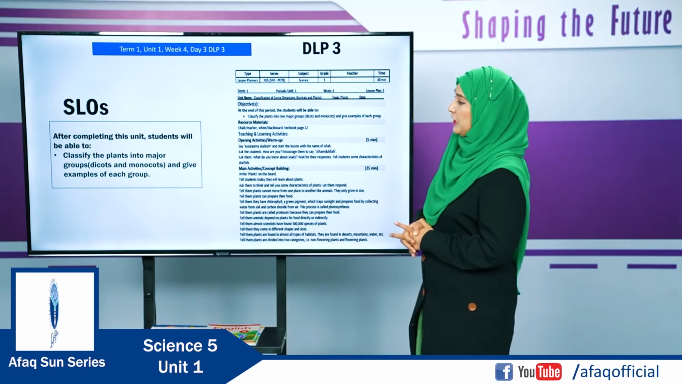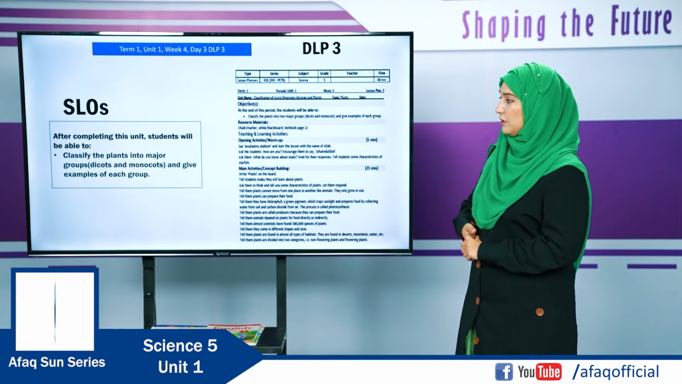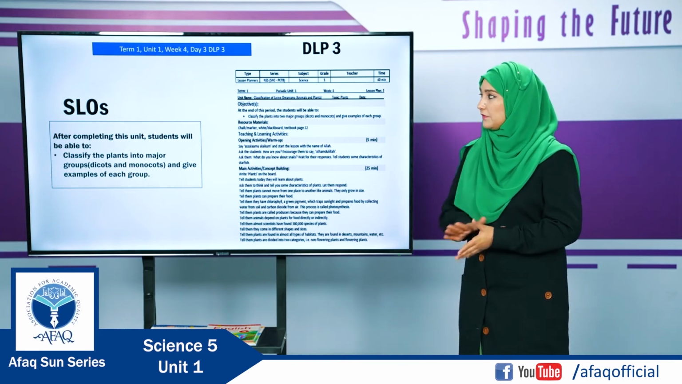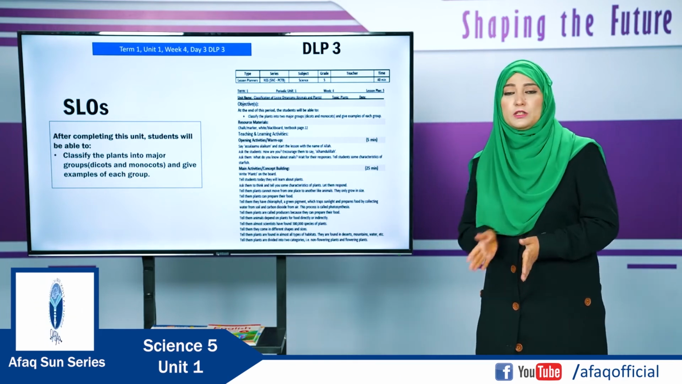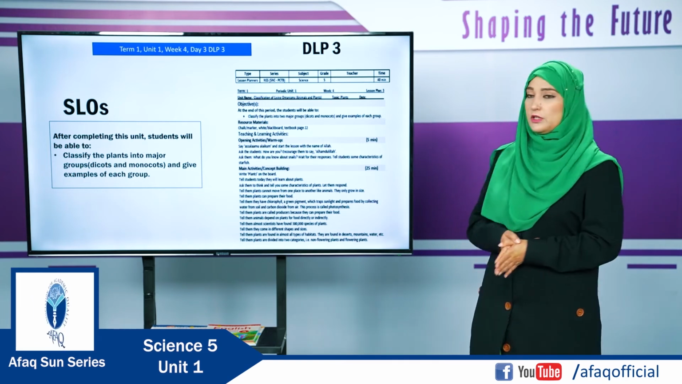In this period, we are going to cover one SLO: classify the plants into major groups, dicots and monocots, and give examples of each group. The complete methodology to cover this SLO is given in DLP 3, Day 3, Week 4, Unit 1 and Term 1.